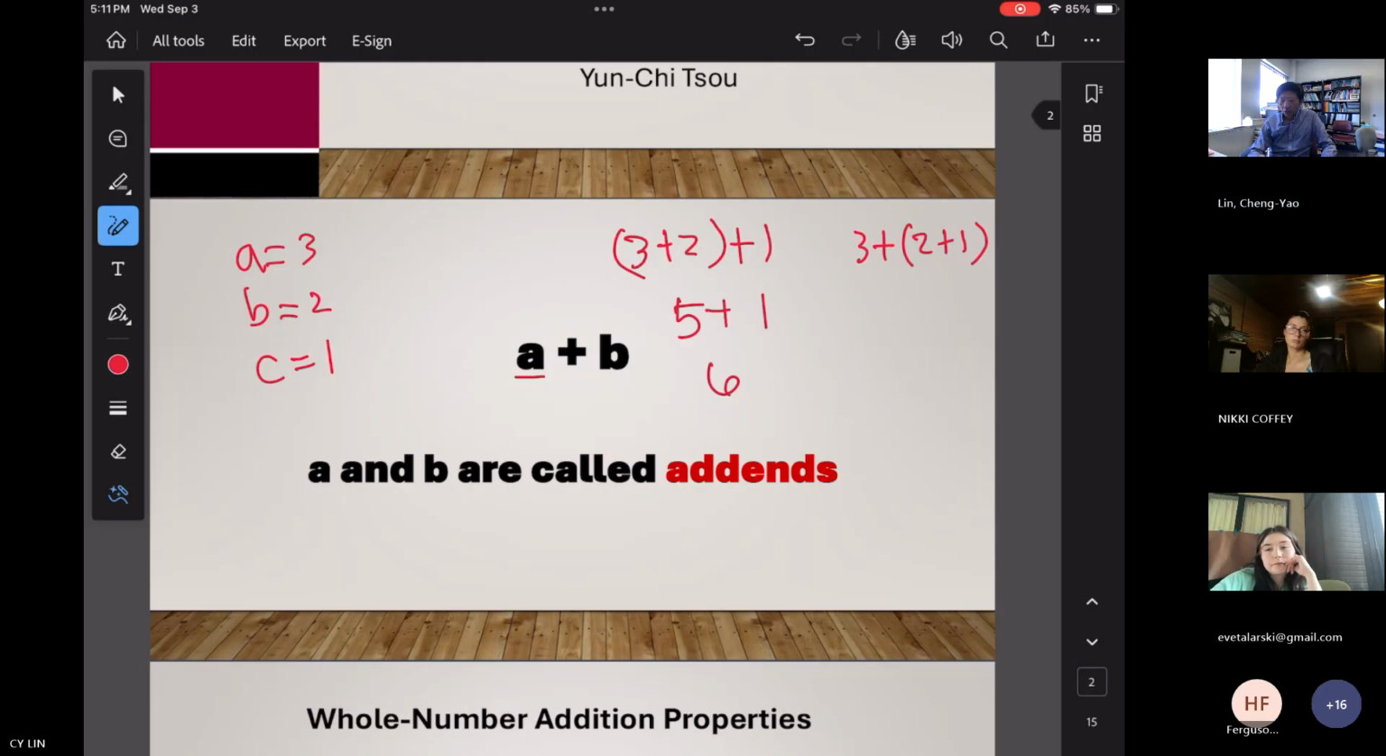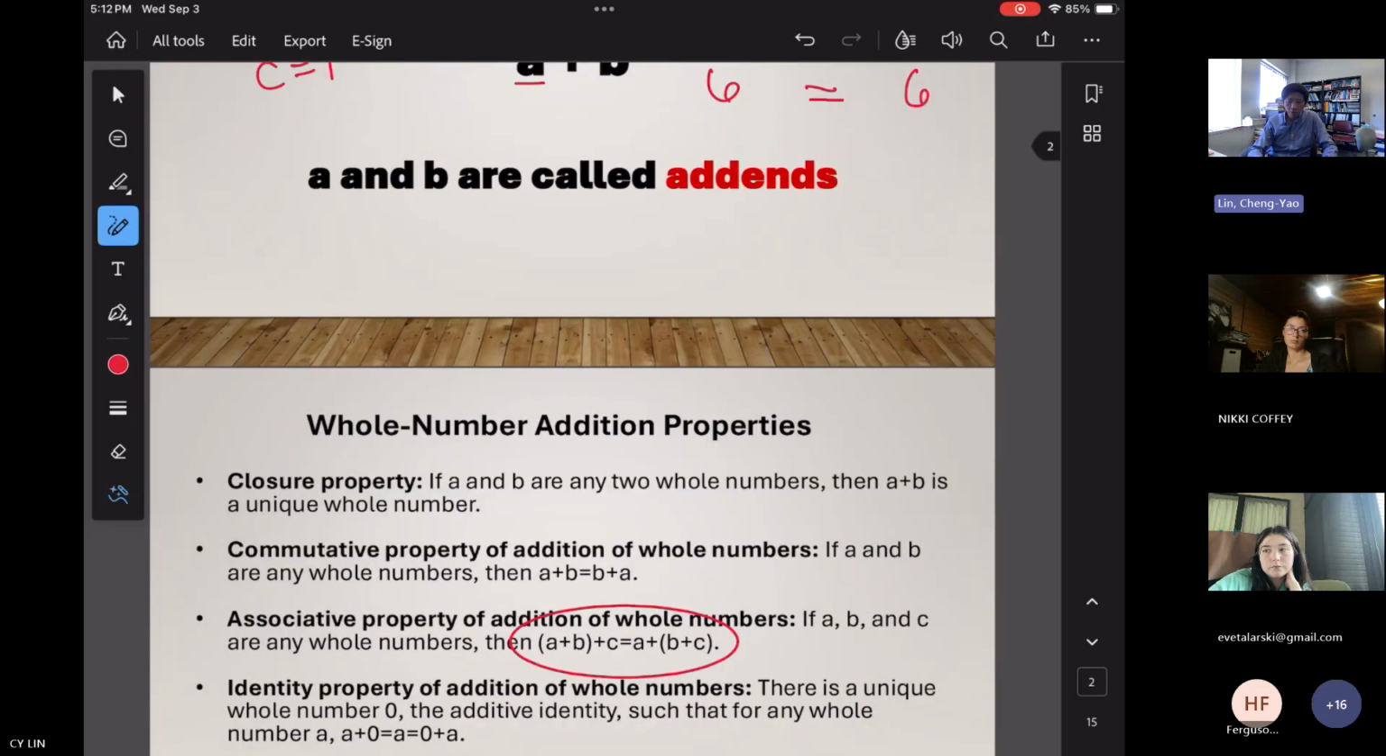The next one, 2 plus 1 is 3. 3 plus 3 is 6. All right, now 6 is equal to 6, makes sense to you. Then 5 plus 1 equals 3 plus 3, makes sense to you. Then we can come up with this: (3 plus 2) plus 1 equals 3 plus (2 plus 1), all right, or parenthesis, all right.